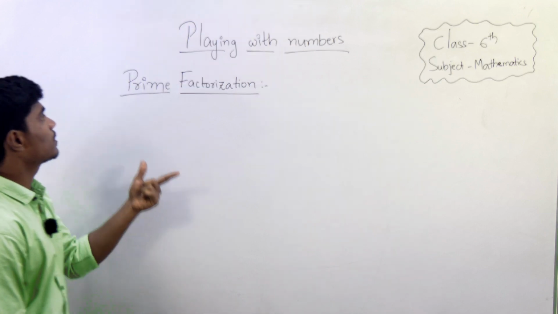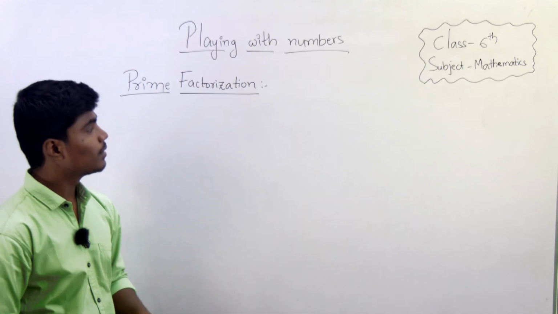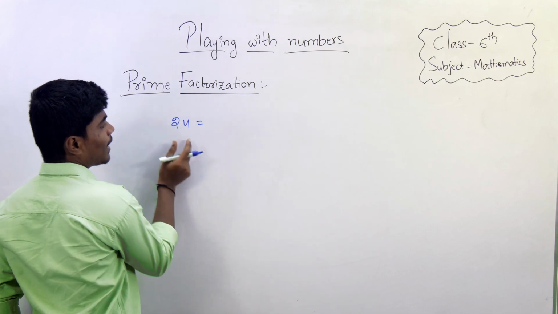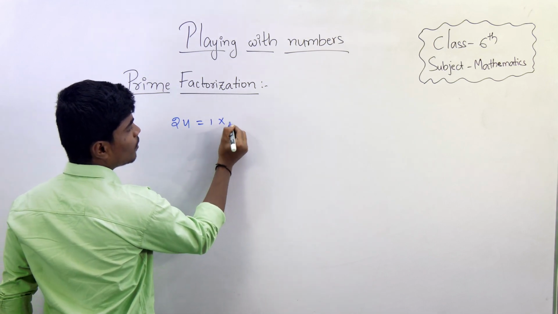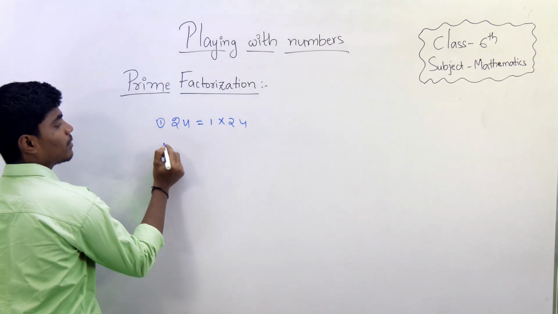Now let's discuss prime factorization. What is prime factorization? For example, let's take 24. We can express 24 as 1 into 24. This is one kind of expression.